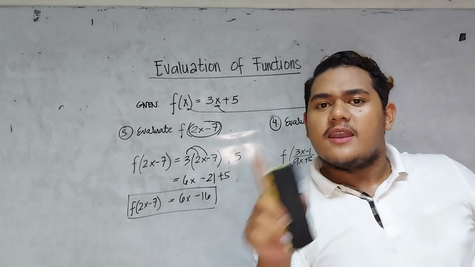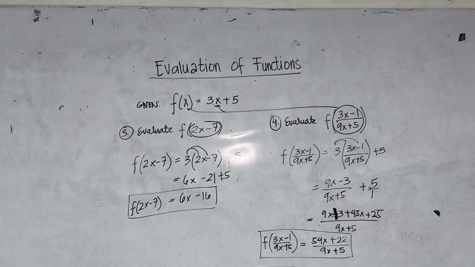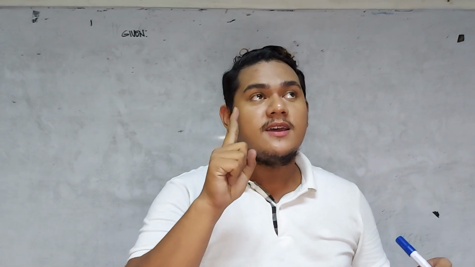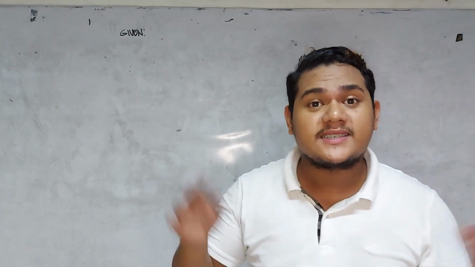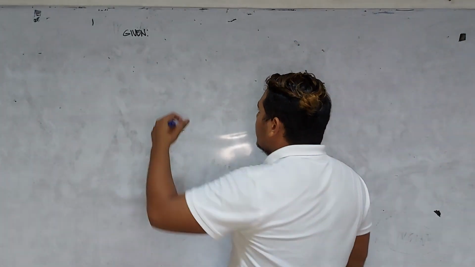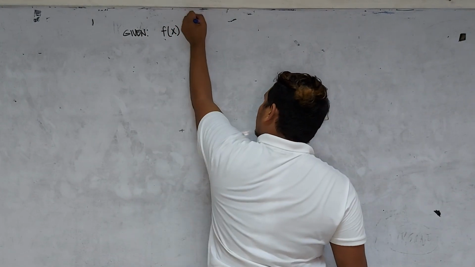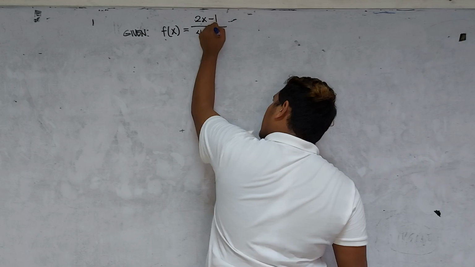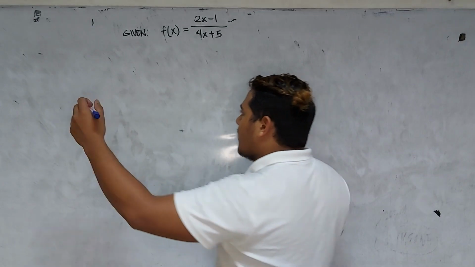Questions? None. Let's go for examples number 5, 6, 7, and 8. But this time around, we are going to change our given. Let's have a much more complex given, a senior high school type of given. So we have the given f of x is equal to 2x minus 1 over 4x plus 5. So now that is a fractional function. With that given, number 5.